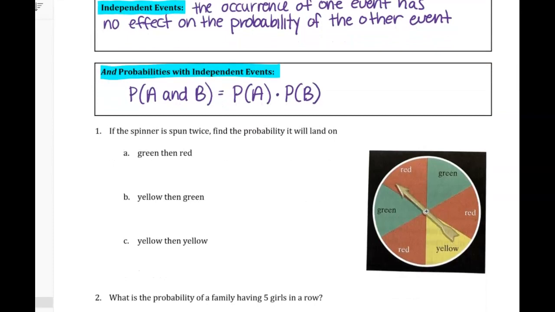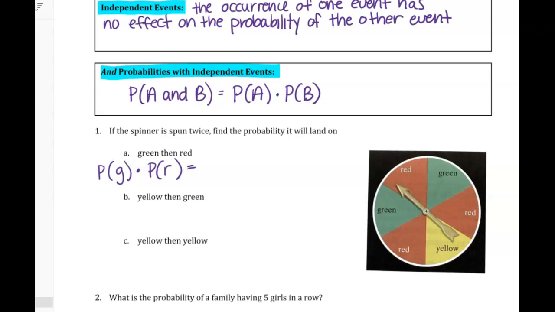So if we look at this spinner over here on the right, if the spinner is spun twice, we'll find the probability that it will land on green, then red. So essentially the probability of green, then red is going to be the probability of green times the probability of red, because each time you spin the spinner is independent of the last. So the probability of green, looks like there's 6 spaces total, or wedges or slices of pizza or whatever you want to think about it as.